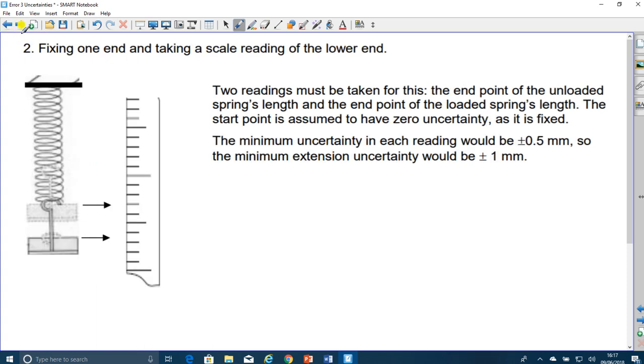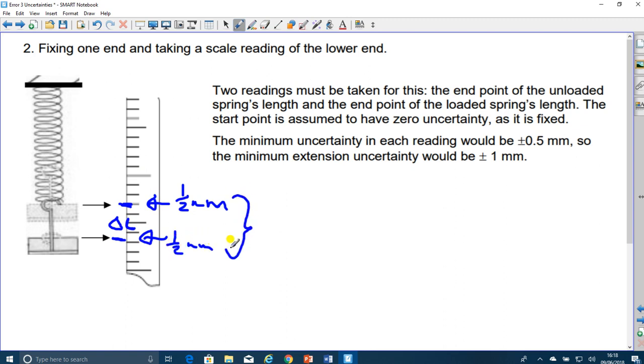Now then, if we look here, this is just a simple example of Hooke's law. We've got a starting point here, a finishing point here. We're looking at the extension delta L of a spring, and we can see that we've got an uncertainty here. If this is in millimeters, we've got an uncertainty here of 0.5 millimeter. We've got an uncertainty here of 0.5 millimeter.